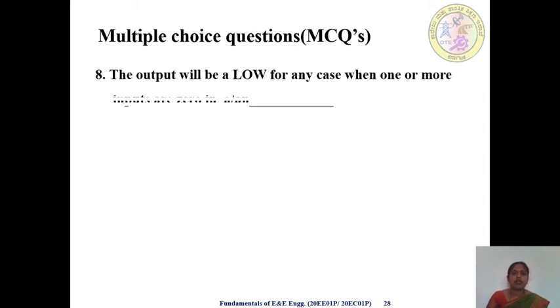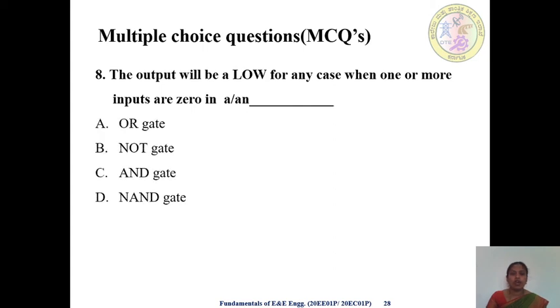Next, the output will be low for any case when one or more inputs are 0. It is an dash. The options are OR gate, NOT gate, AND gate, NAND gate. So the solution is C, AND gate. That means the output will be low when one or more inputs are 0. So the operation is AND gate.